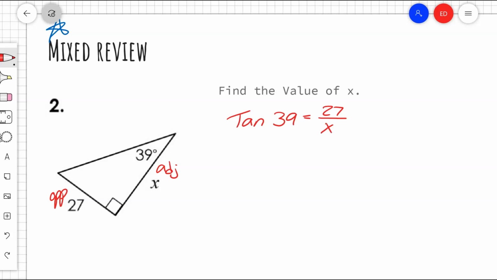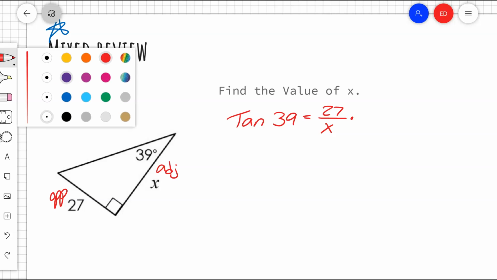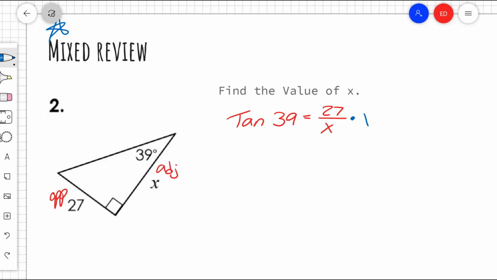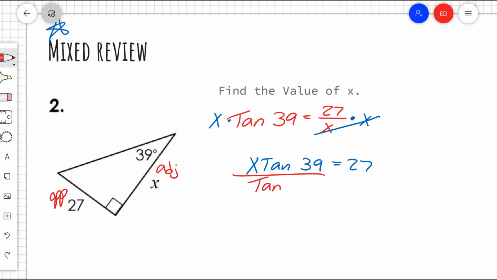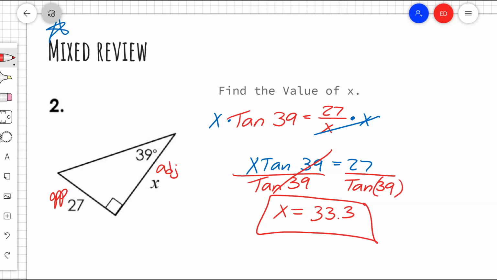Okay, so since we're dividing by x, in this case we have to multiply both sides by x in order to get it out of the denominator. So that would make this become 1, and I'm left with x tangent 39 equals 27. Next step is we need to go ahead and isolate x. So we're going to divide both sides by tangent 39. So we're left with x equals 27 divided by tangent 39. In your calculator, you should end up with 33.3. Woohoo! All right.